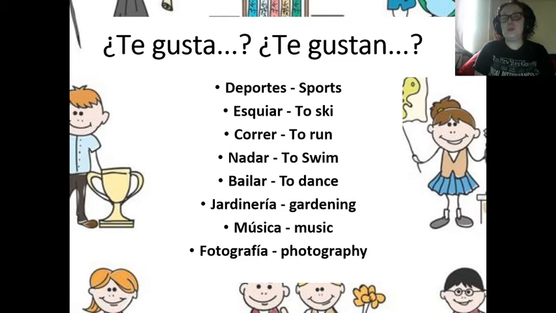Me gusta música. Notice the accent again. Música. Almost like mooing, isn't it? But no. Música. And fotografía.